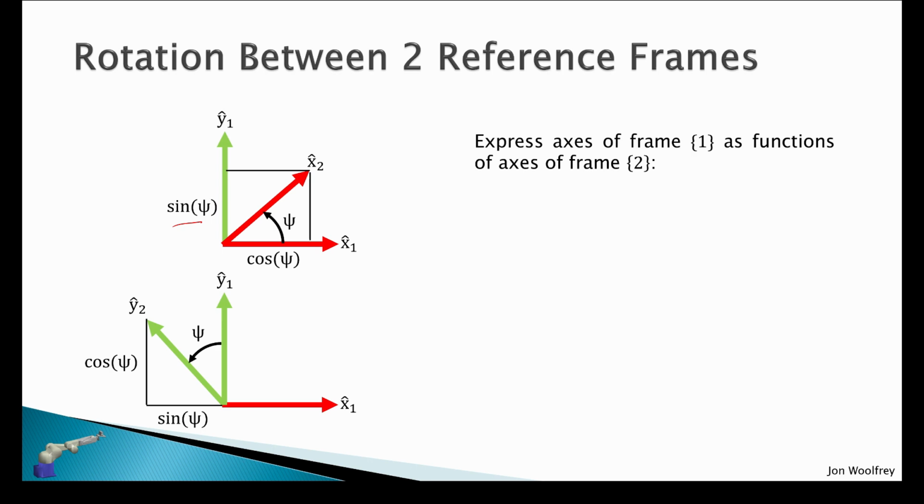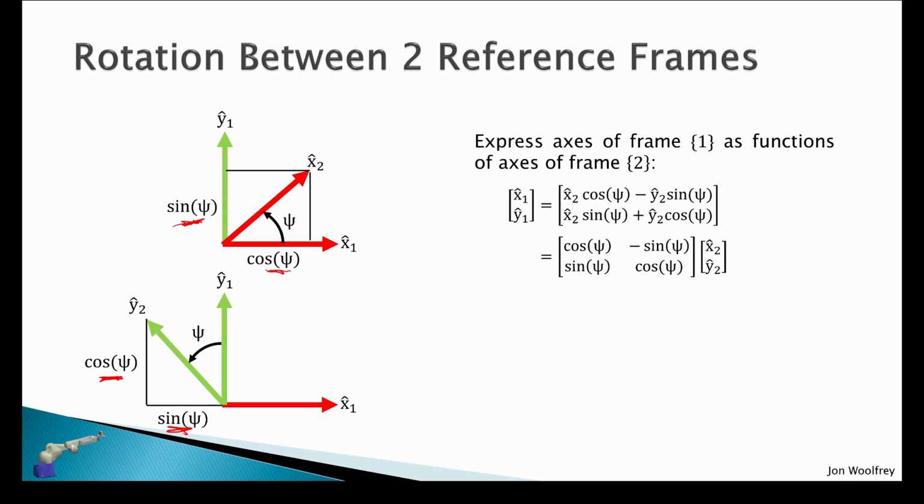So we can express the axes of frame 1 as functions of axes of frame 2. That is, x1 is x2 cos psi minus y2 sine psi. And then we have y1 is equal to x2 sine psi plus y2 cos psi.